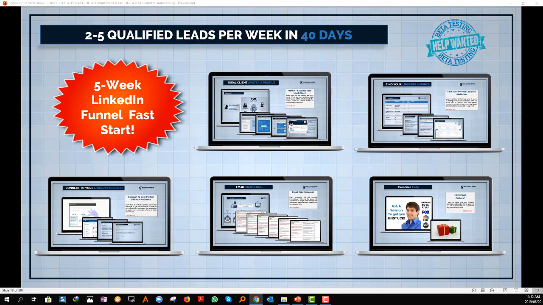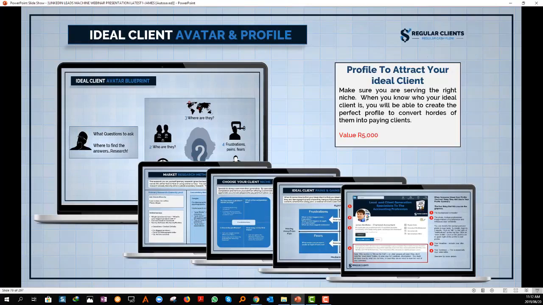So what we're going to do is we're running a 5-week implementation program where I'm going to get my hands dirty with you guys. I'm going to spend a lot of time, and we're going to literally go into everything that I've shown you in the most minute of detail. So if we have a look at it, the very first week is really all about your ideal client.